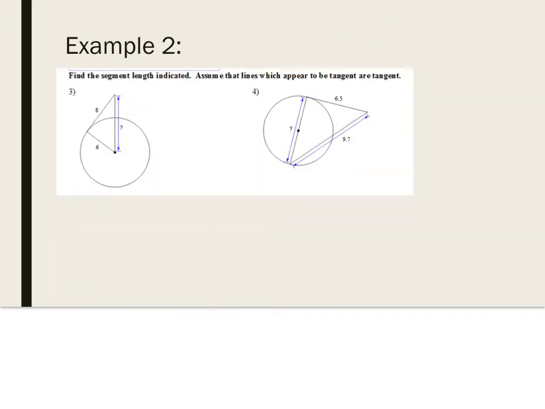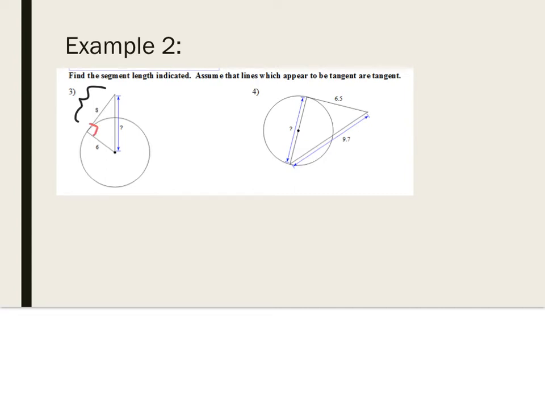Pictures for example 2. Now let's still apply that whole right angle deal. Let's read the directions and see what's going on and see what we can find out. It says find the segment length. Assume that lines that look tangent are tangent. So if they say that, then that means, okay, this segment right here looks to be a tangent line. So since they said we can assume it is, let's put in a right angle.